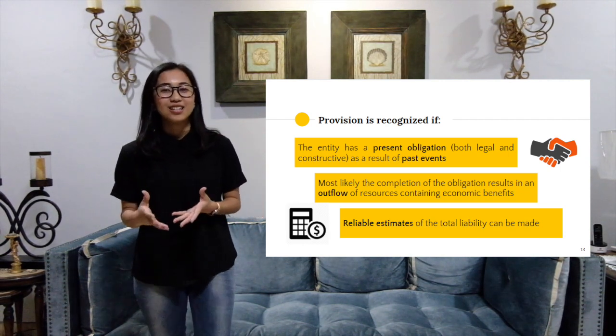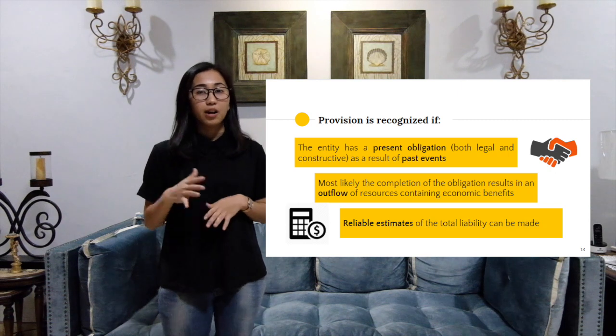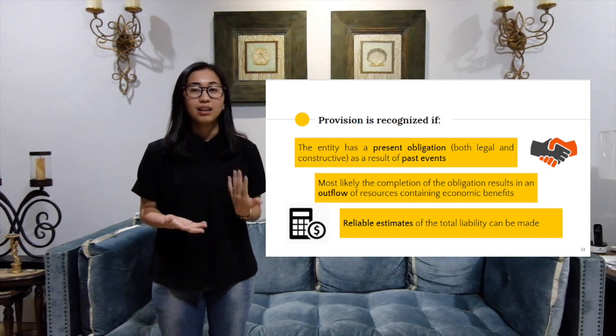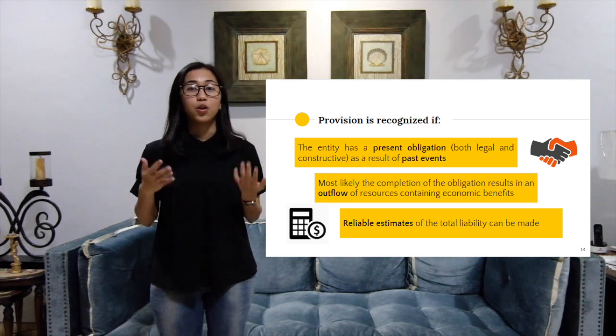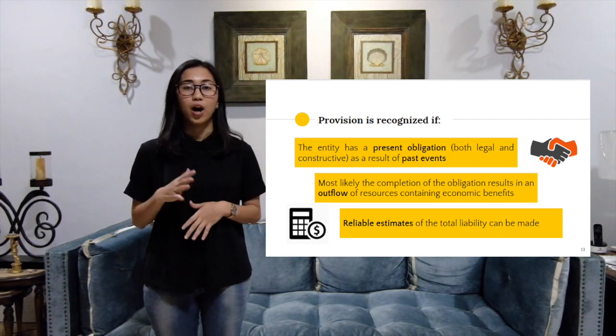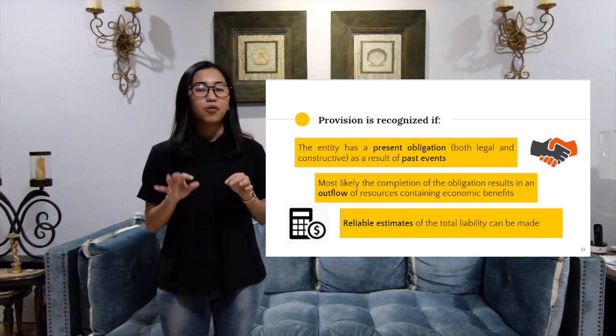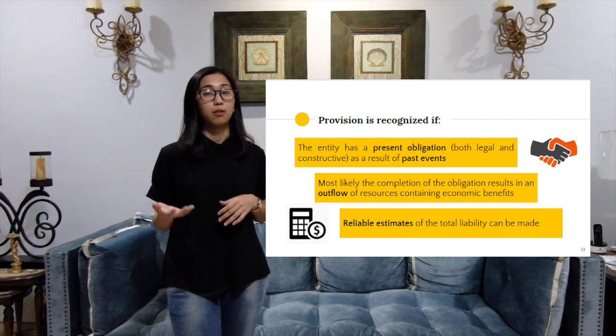If all conditions are not met, the provision is not recognized. If only 2 conditions or 1 condition are met, the entity just discloses the contingent liability, or does nothing if the probability of outflow of benefits is remote. Now, I will explain these criteria in further detail to see how they can be applied in practice.